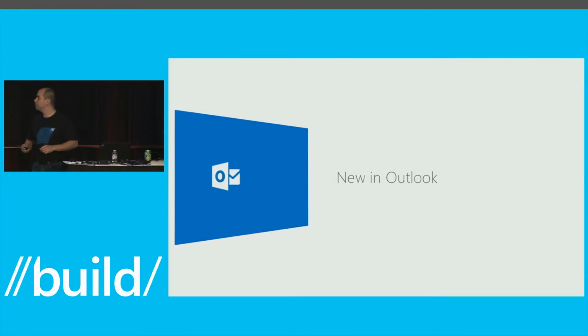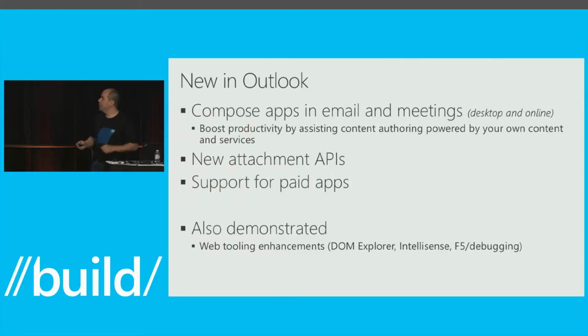So just to recap, Compose Apps in Email is a new capability that we released with Service Pack 1. There are also new APIs to enable you to handle attachments, so you can read and write attachments as well. This is what DocuSign is doing. We also added support for paid apps, which was something that we were missing in the initial release of 2013.